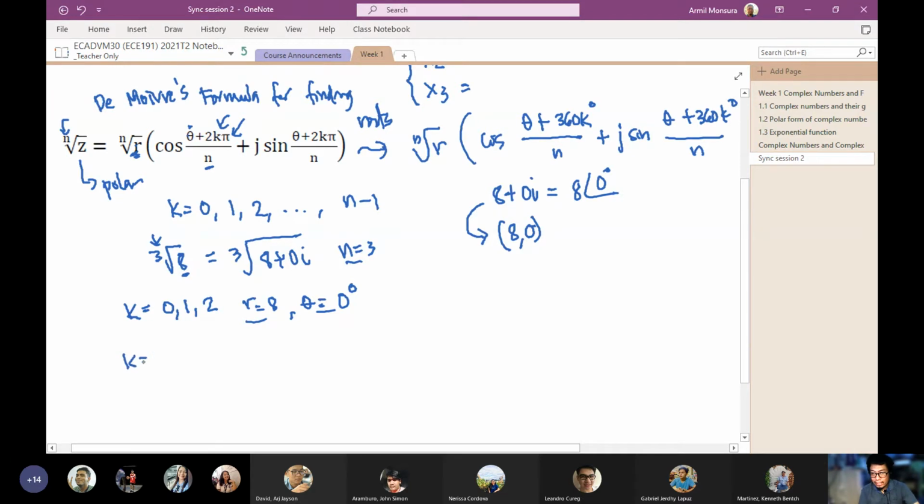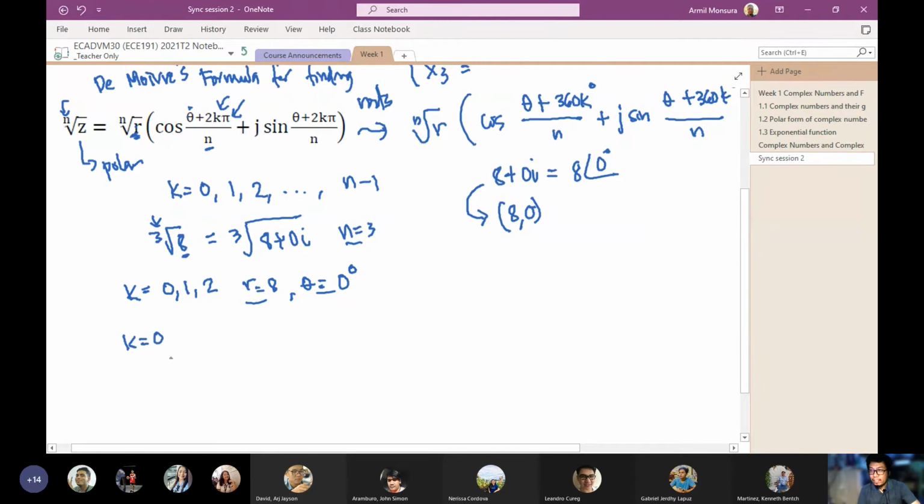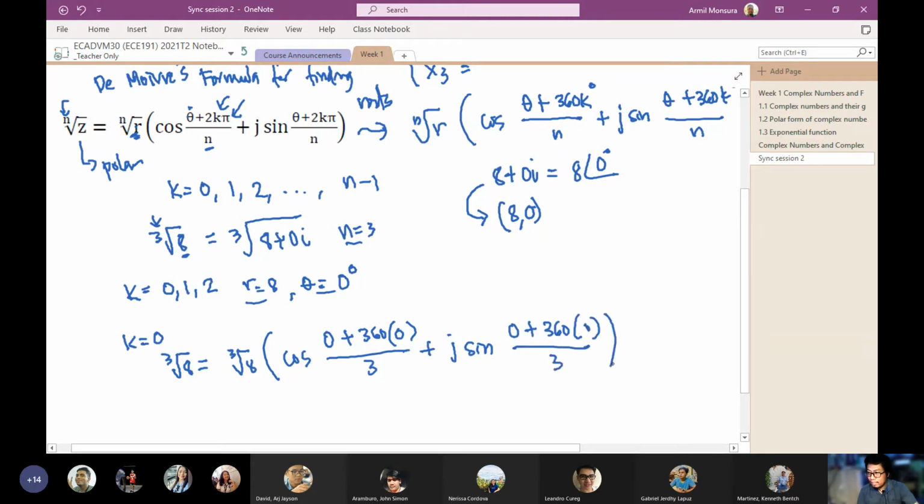We start with K equals 0. Your cube root of 8 is then cube root of R, which in this case is 8, times cosine of theta, which is 0, plus 360 times 0, kasi yung K natin is 0, divided by N, which is 3, plus J sine of 0 plus 360 times 0 divided by 3. Nasundan yung formula?